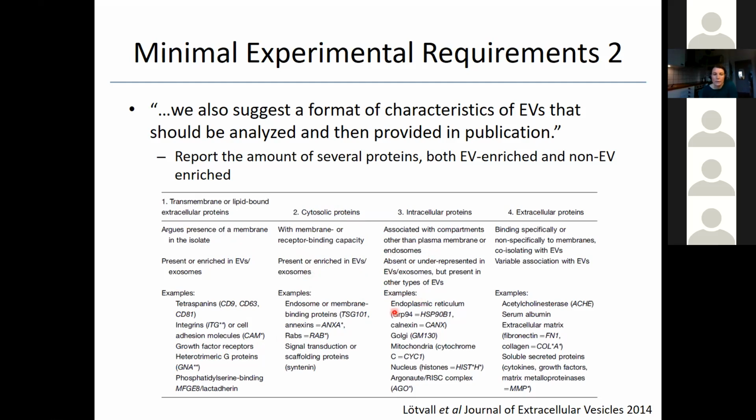But there are also proteins that should not be there, that are coming from different organelles, such as Golgi, ER, mitochondria, and the nucleus. We should show that we don't have these, to show that we don't have a lot of cell death in our cultures, and that it's not just cells breaking down that we're pelleting.